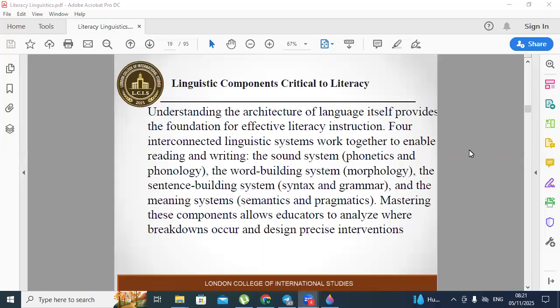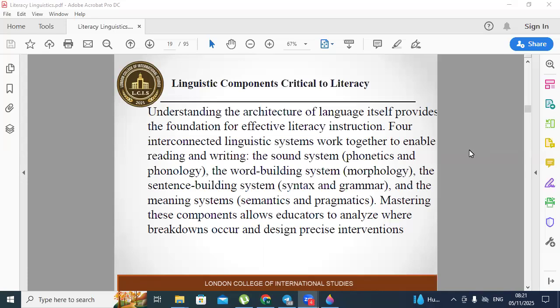Third is the sentence building system, syntax and grammar. This governs how words combine into meaningful phrases, clauses, and sentences. Fourth is the meaning systems, semantics and pragmatics. Semantics deals with literal meaning, while pragmatics examines how context shapes interpretation. Mastering these components allows educators to analyze precisely where breakdowns occur and design targeted interventions.